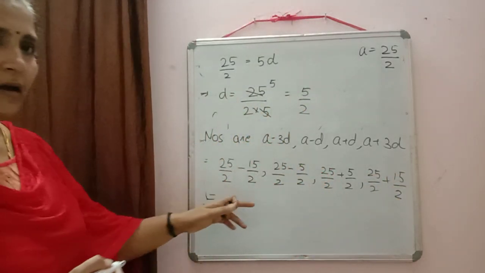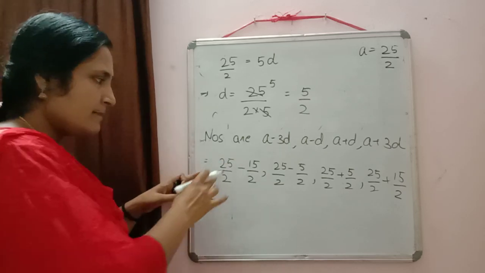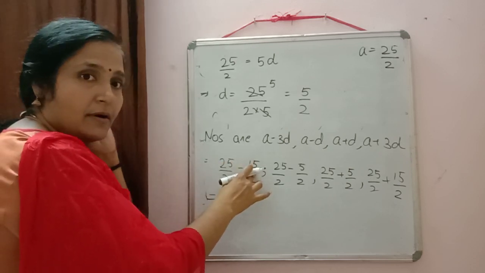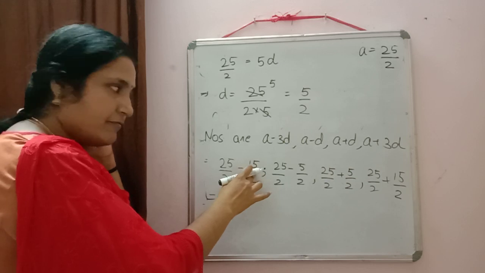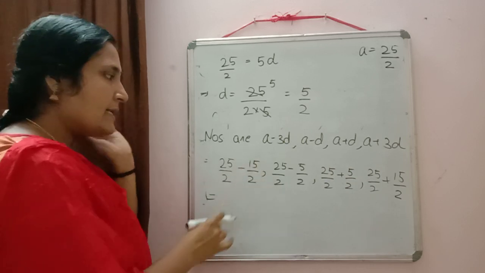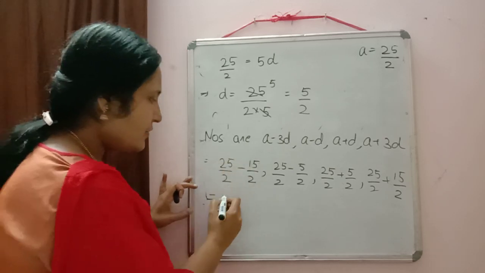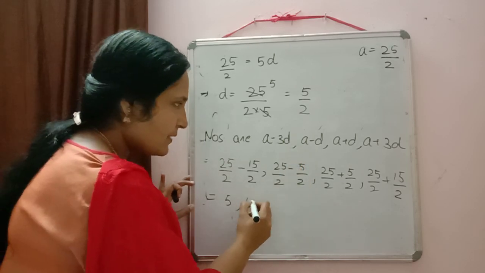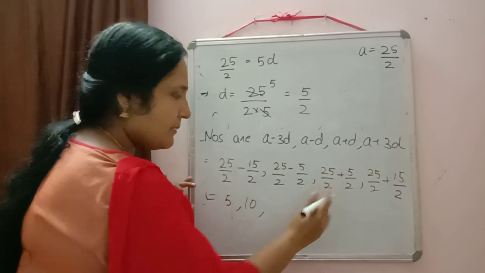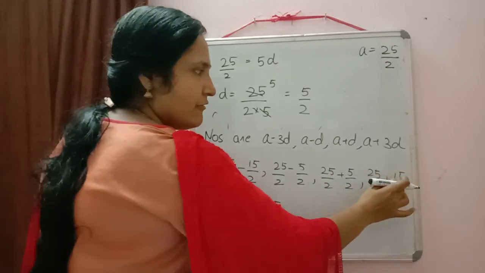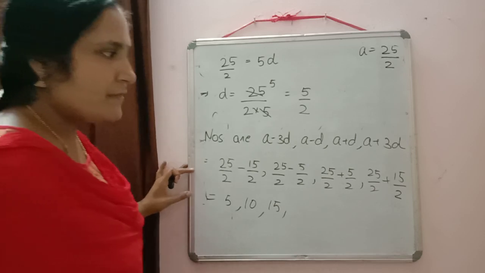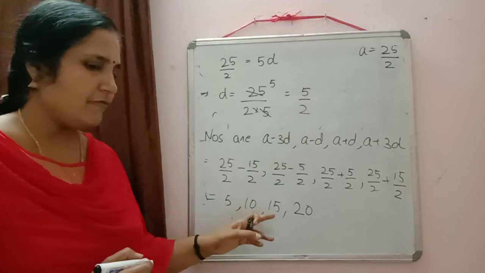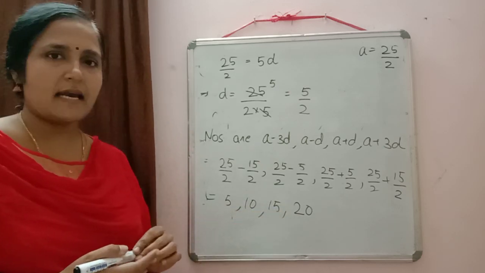So denominators are the same, so directly we can add or subtract the numerators. So 25 minus 15, 10, so we are getting here 10 by 2, 5. Next one, 25 minus 5, 20 by 2, 10. Then 25 plus 5, 30 by 2, 15. Next 25 plus 15 will be equal to 40, 40 by 2, 20. So the numbers are 5, 10, 15, 20. So hope these questions are clear to you.